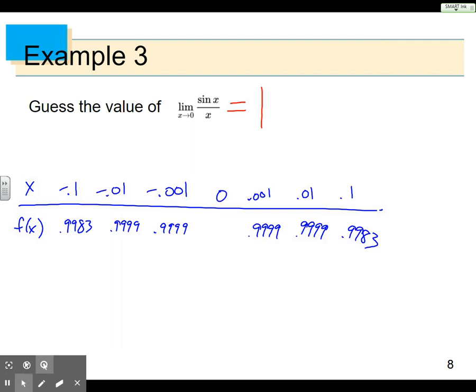I got 1 on it. It went to 1 really quick. We like those. It makes us feel better about our answer, especially when they come out to be those nice whole numbers. Okay. Now, I want to point out the graph of this.